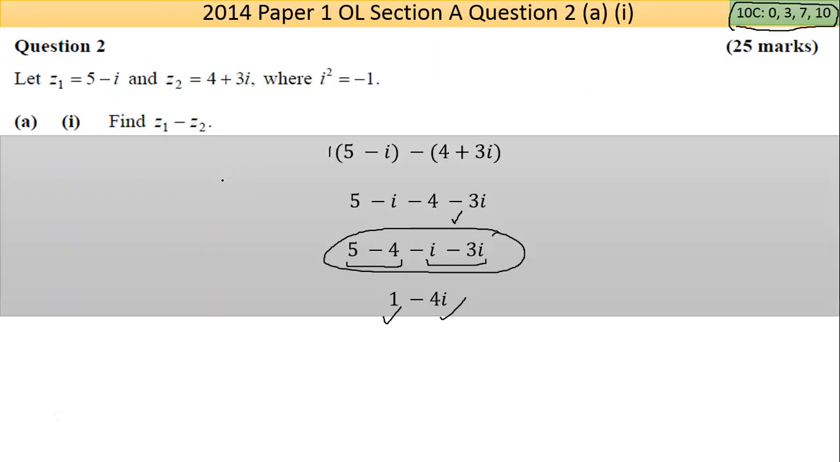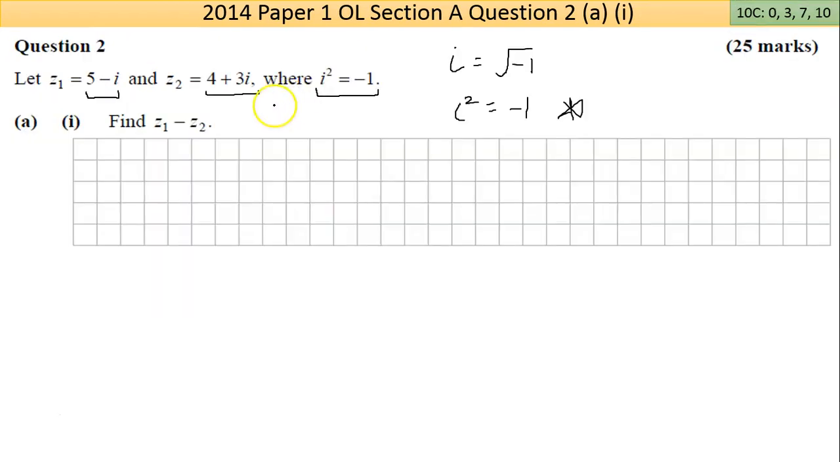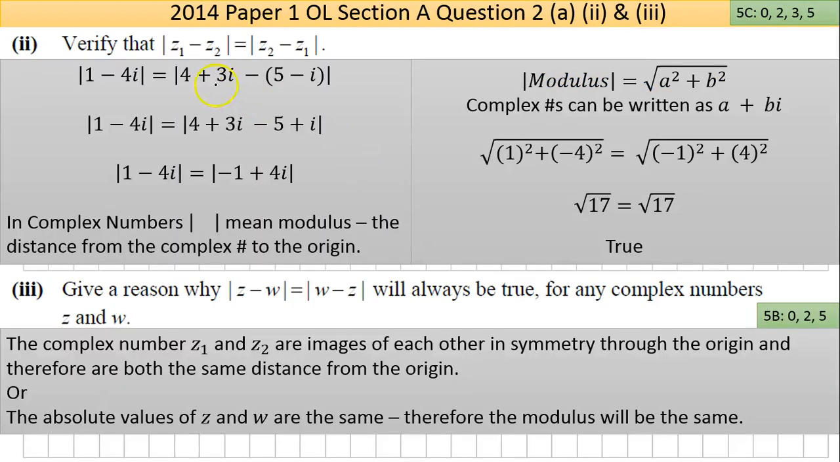Okay, now I've just done Z1 take away Z2. So the answer to that was what? 1 minus 4i. So it's the modulus of 1 minus 4i. Equals, now if I take Z2 take away Z1, so that's going to be the modulus of, let's go straight to the answer, 4 plus 3i take away 5 minus i. Now again, the same issue, watch out for the minus by a minus, changing that to a positive. I'm just going to resolve this by adding the real parts. 4 minus 5 is minus 1, 3i plus i is 4i.